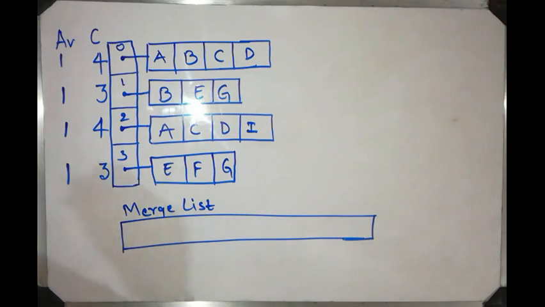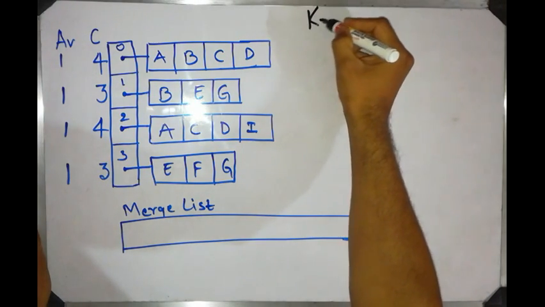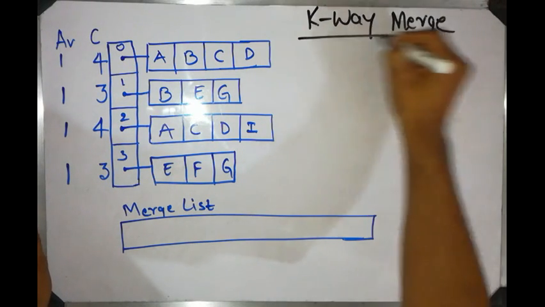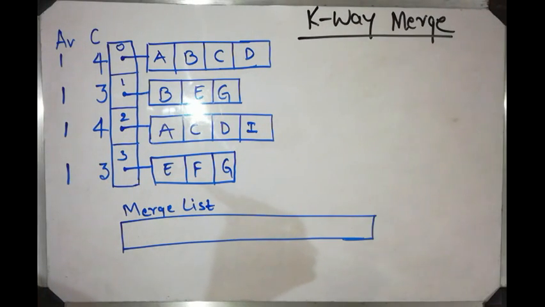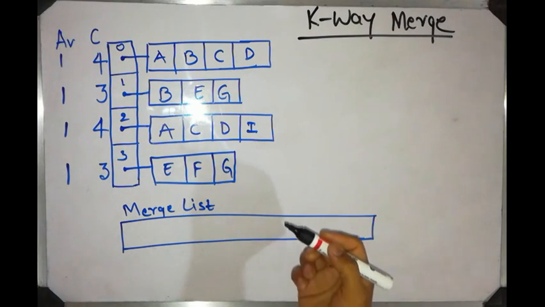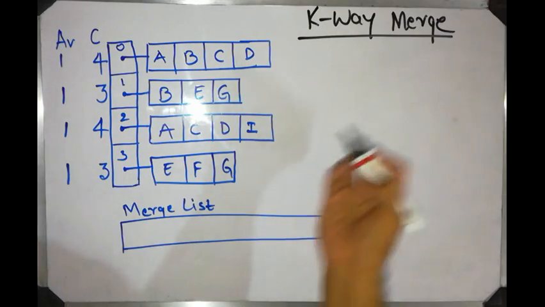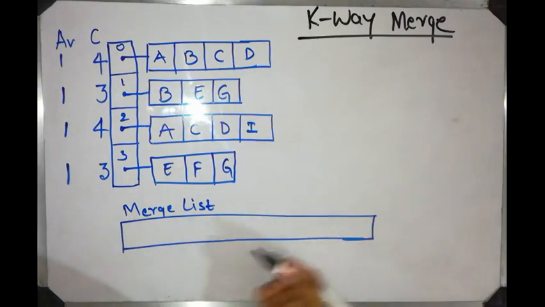So let's start learning something about K-way merge. In the previous program, we learned what is sequential processing, and then we took just two lists and tried to find the match between all the lists.